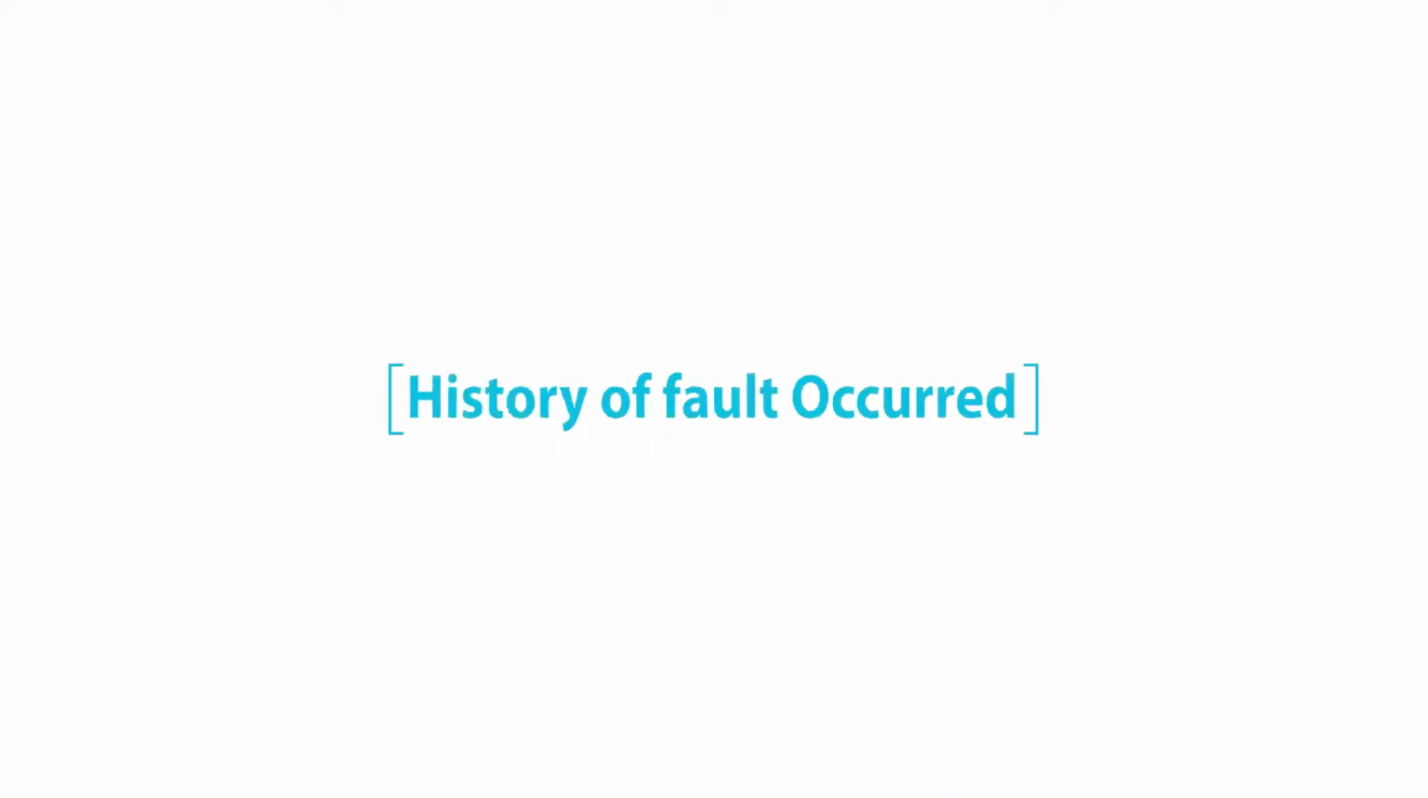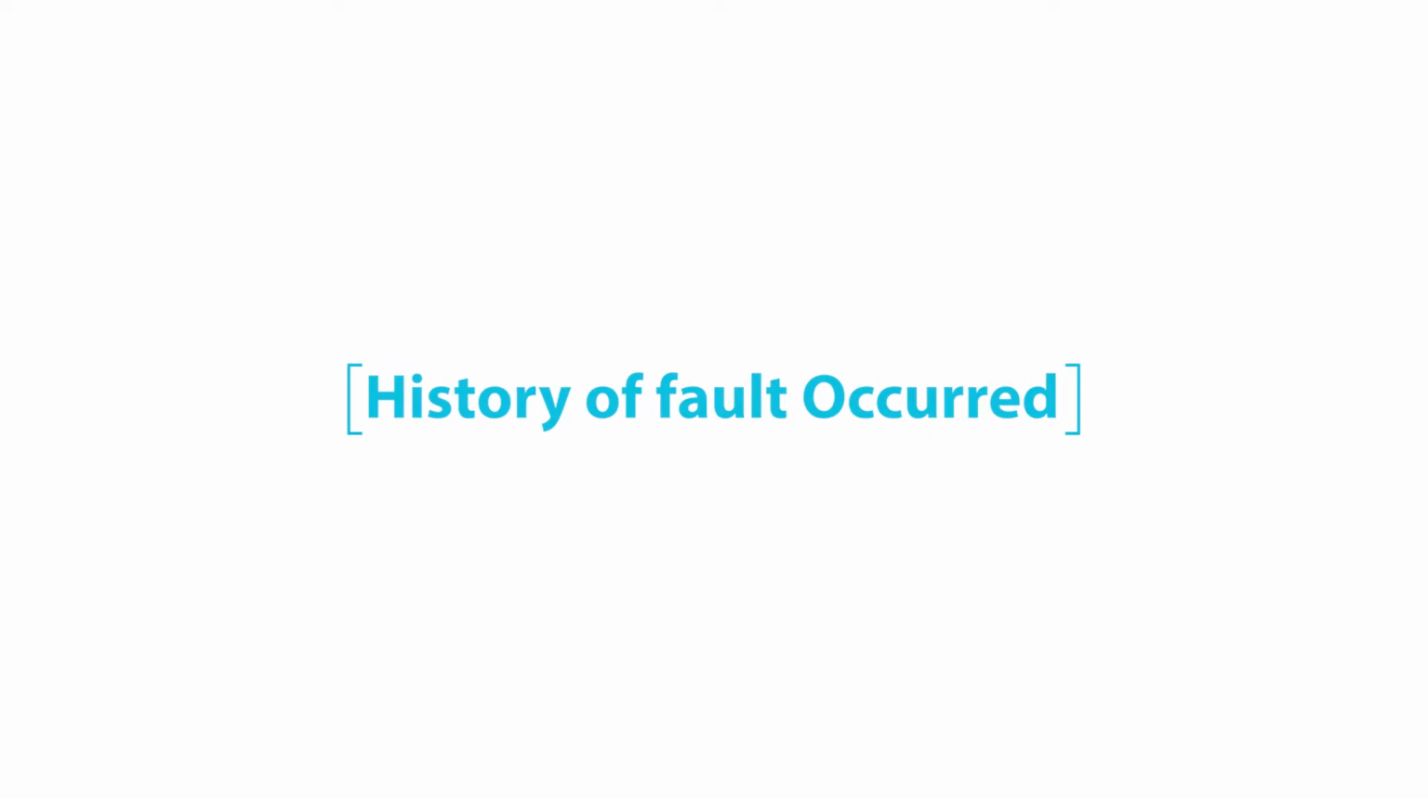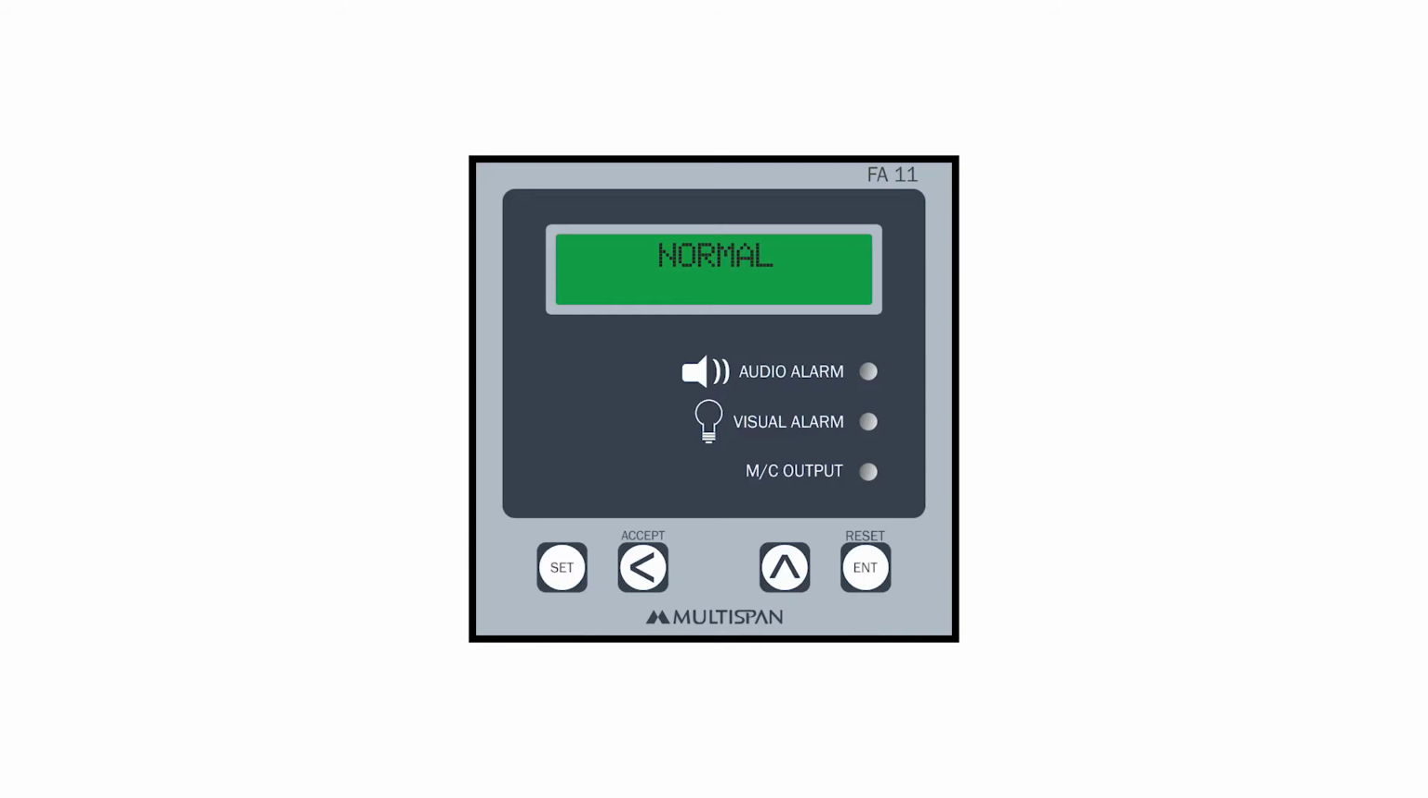Now how to check the history of faults that occurred? To check the history of faults that have occurred in the past, press the accept and enter keys together for 5 seconds. Now you can see on screen the details of the history of faults that have occurred in the past. You can see the number of faults and the number of times the fault has occurred. Now to enter any specific fault, press the enter key. You will be entered in the specific fault where you can check the date and time of the fault occurred.